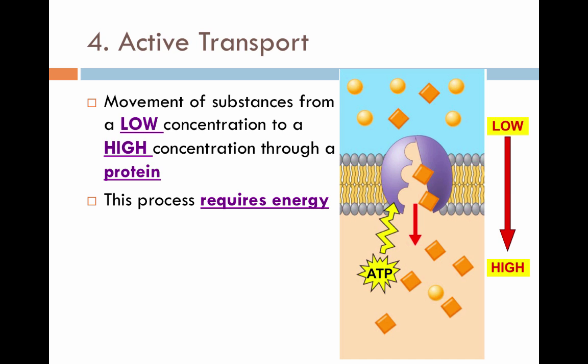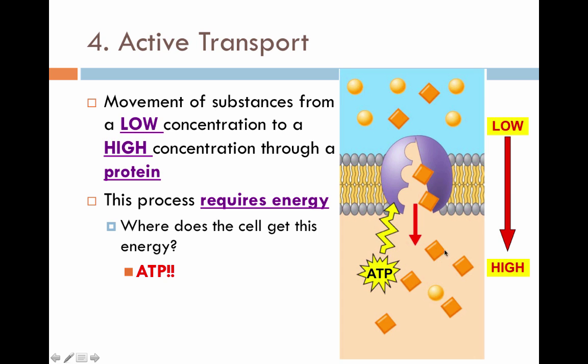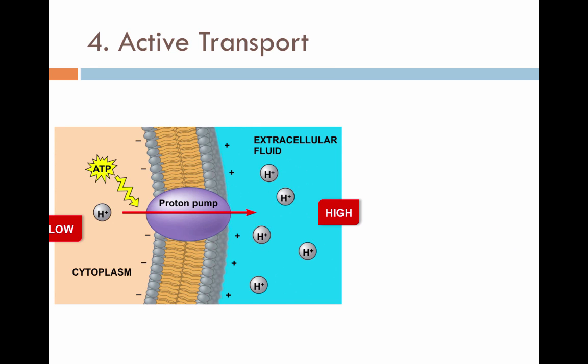This process requires ATP. It requires energy. Whenever you see a diagram of molecules moving from a low concentration to a high concentration using ATP, it must be active transport. Here's an example of active transport. Notice these hydrogen ions are being pumped into this extracellular fluid. And in this case, it might be talking about your stomach or something.